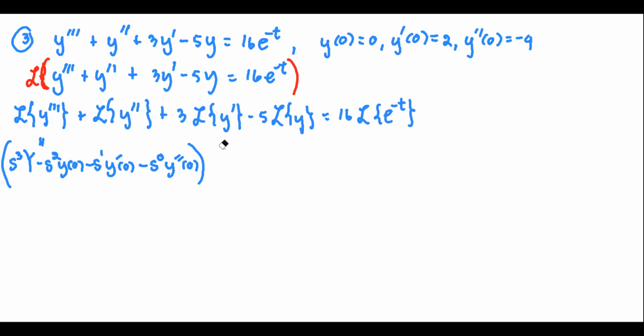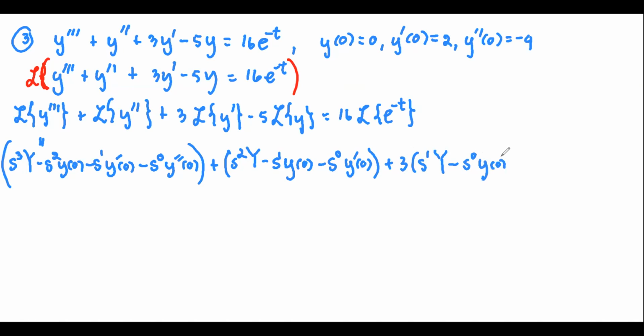So this is the second order. The second order is going to be s squared, capital Y, minus s to the first power, the lowest order of the initial condition, minus s to the 0, the next order of the initial condition. And that's it. You need 2 conditions for the second order. And the last one is s to the first, capital Y, minus s to the 0, and the lowest order of the initial condition, minus 5, capital Y equals 16. And this is e to the power at, where a is negative 1.